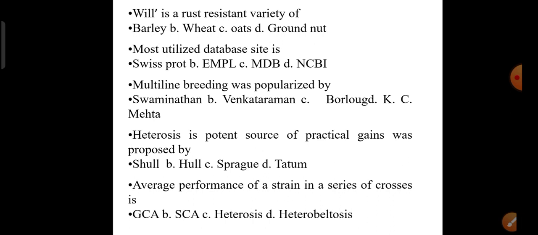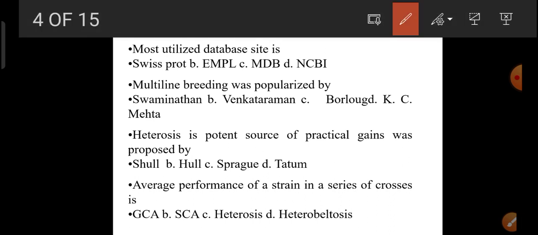Next question is, most utilized database site is. Here 4 databases are given: Swissprot, EMBL, MDB and NCBI. MDB is Maize database. Then the other one is EMBL, European Molecular Biology Laboratory, Swissprot, and the last one is NCBI, that is National Center for Biotechnology Information. The most preferred one is NCBI. Okay, and this is having most of the information, all databases.